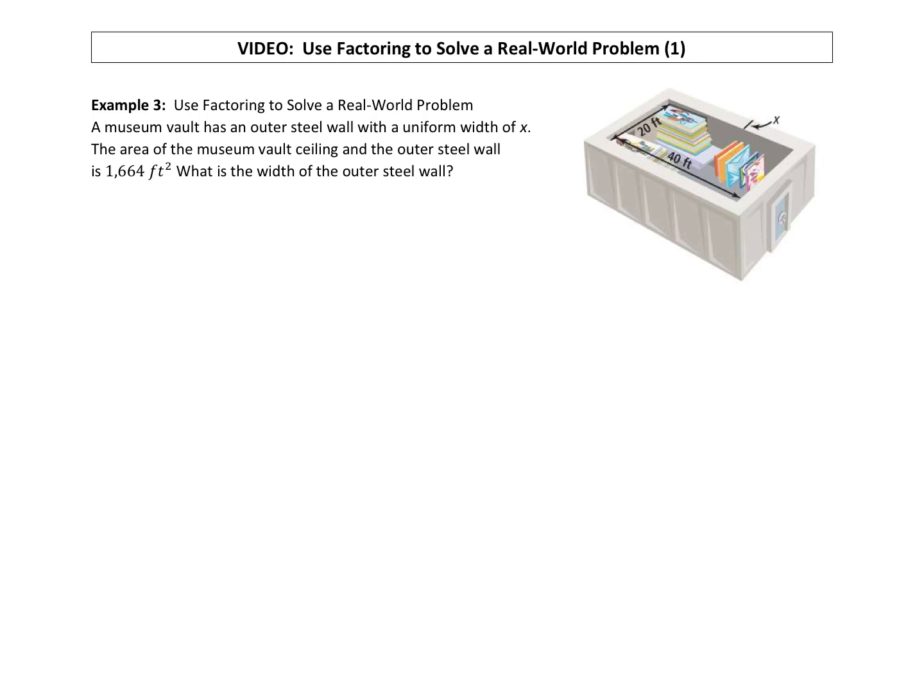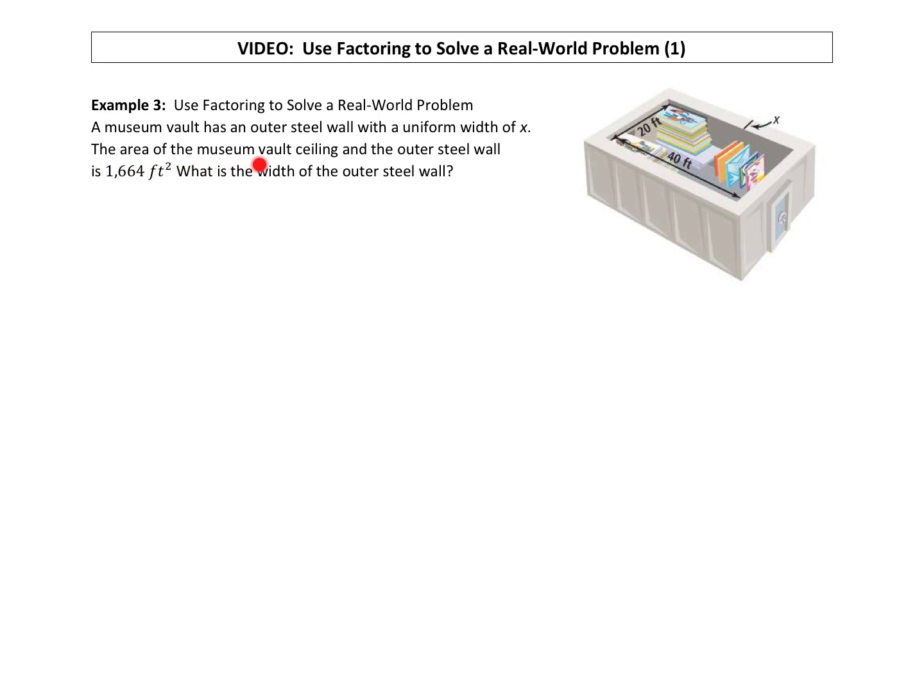All right, your favorite real world problems. So we're going to use factoring to solve a real world problem. A museum vault has an outer steel wall with a uniform width of x. When they say uniform width, that means that it's x units, kind of like those picture frames we've seen, going all around. That width is x units long. Well, I guess feet. We're in feet right here.